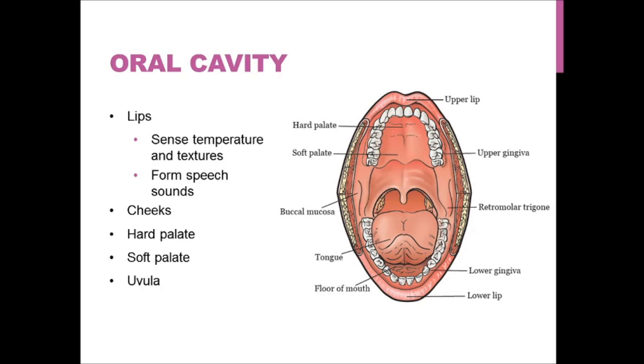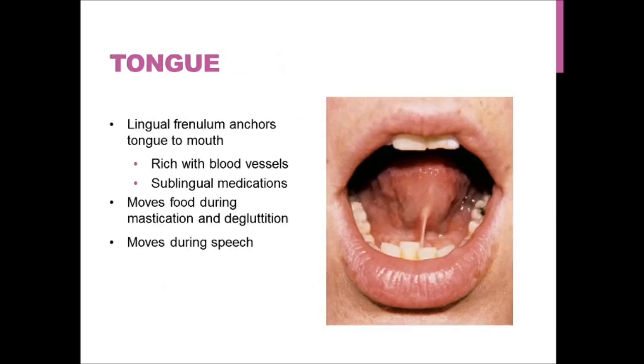Your tongue's function is to move food during mastication, which is a fancy word for chewing, and deglutition, which is a fancy word for swallowing. So during chewing and swallowing, the tongue is moving food throughout your mouth and into the back of your throat to your pharynx. It also moves during speech to help with speech patterns, and different languages use their tongues to different extents.